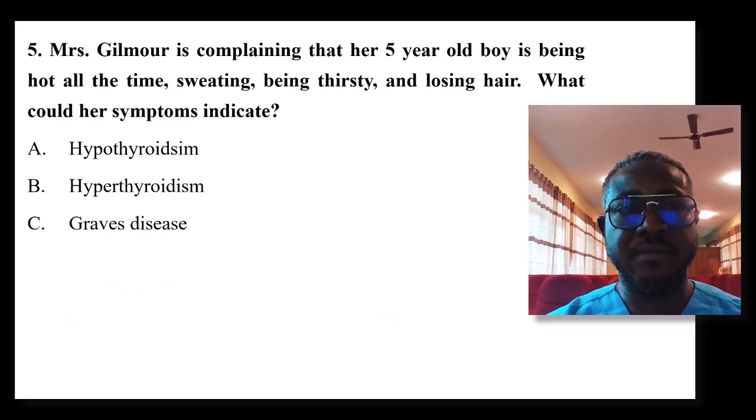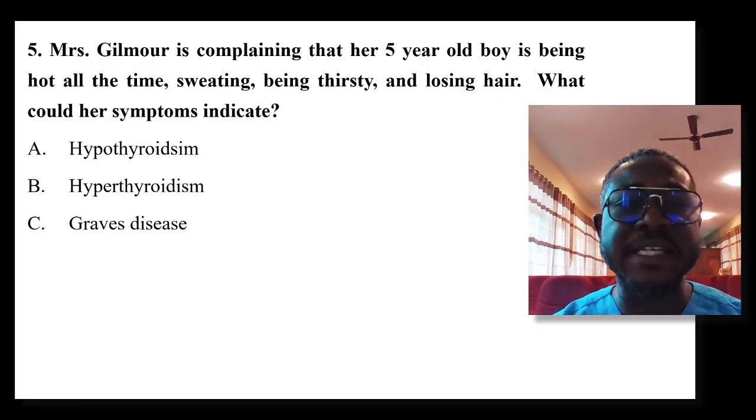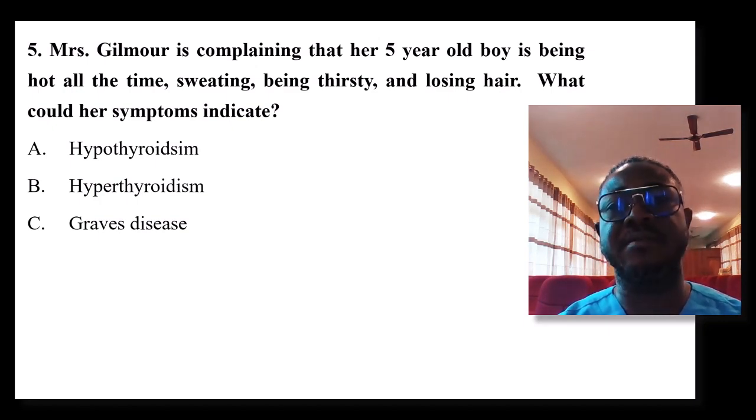The next question, question 5. Miss Gilmore is complaining that her 5-year-old boy is feeling hot all the time, sweating, being thirsty, and losing hair. What could her symptoms indicate? A. Hypothyroidism. B. Hyperthyroidism. And C. Graves' disease. What do you think is the correct answer here? You have 5 seconds.